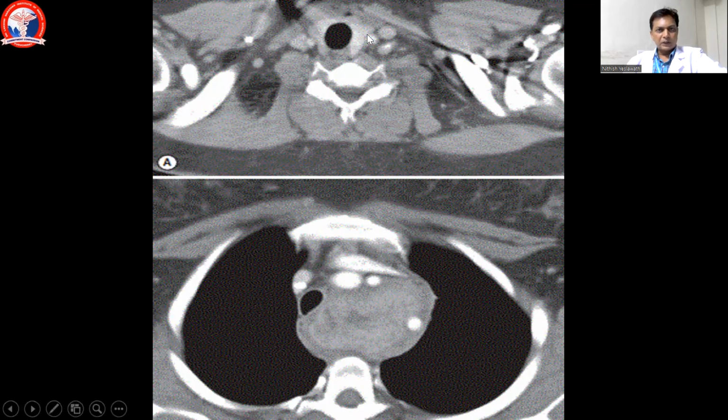Here we are seeing a normal thyroid in this image, and we are seeing a large soft tissue mass, which is encasing the vessels, displacing the trachea to the right side, and there is mild narrowing of the trachea. So this is Castleman's disease.